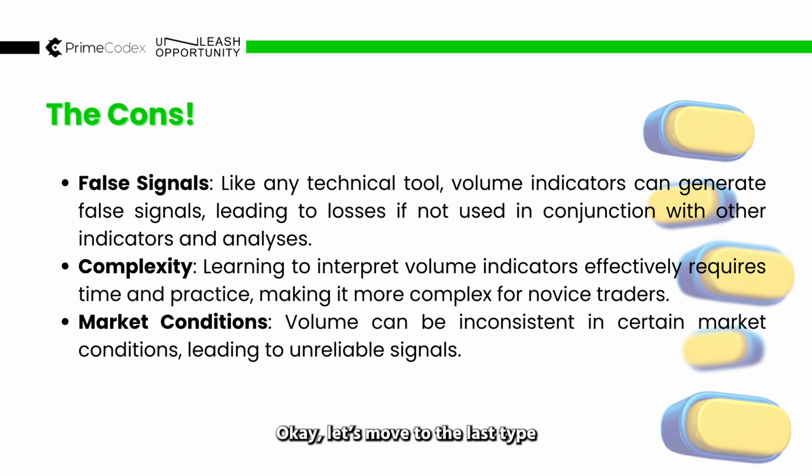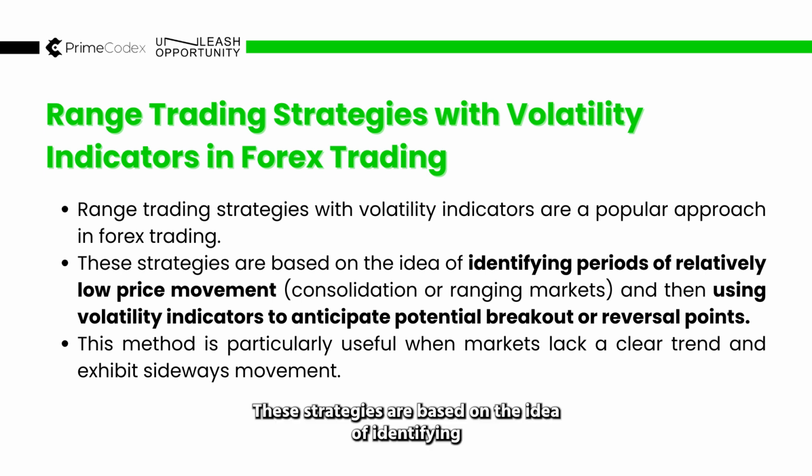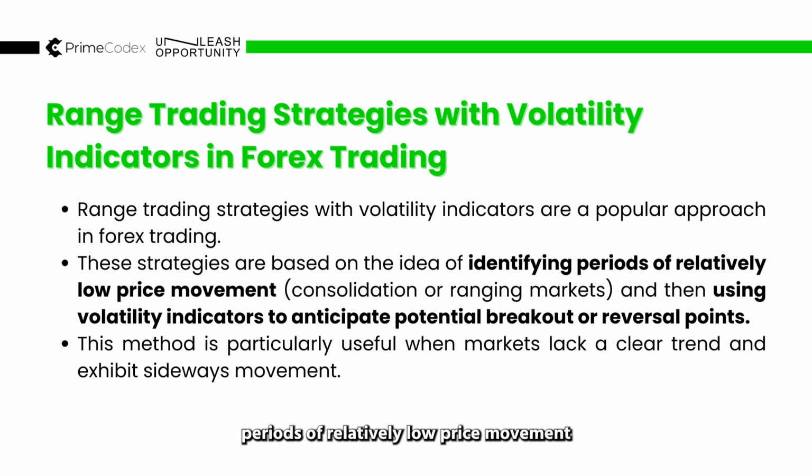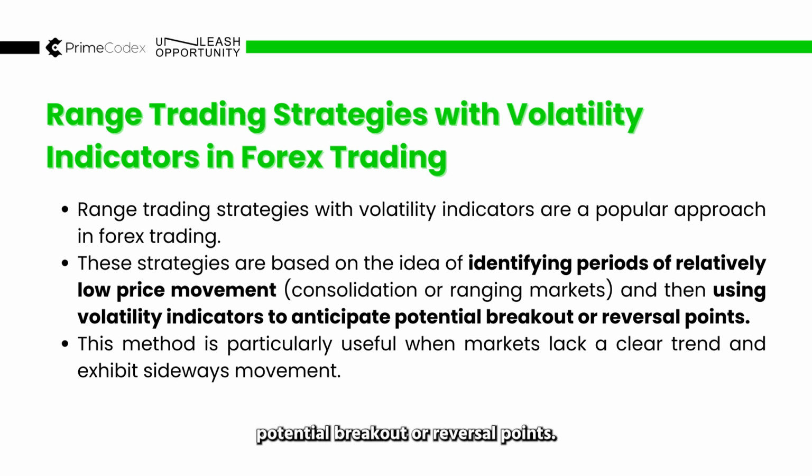Okay, let's move to the last type of range trading. Range trading with volatility indicators. Range trading strategies with volatility indicators are a popular approach in forex trading. These strategies are based on the idea of identifying periods of relatively low price movement, and then using volatility indicators to anticipate potential breakout or reversal points. This method is particularly useful when markets lack a clear trend and exhibit sideways movement.